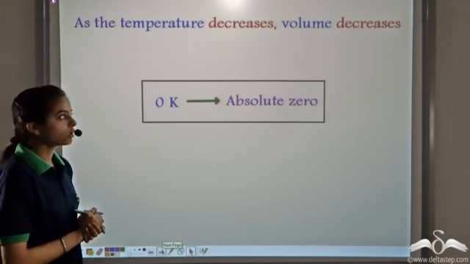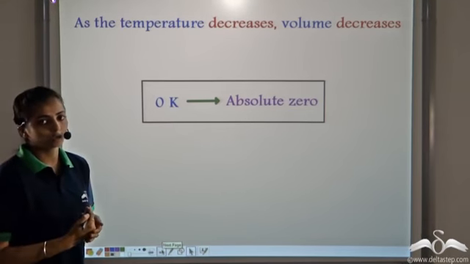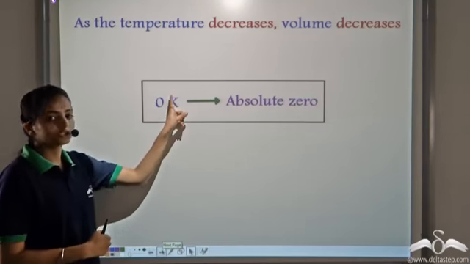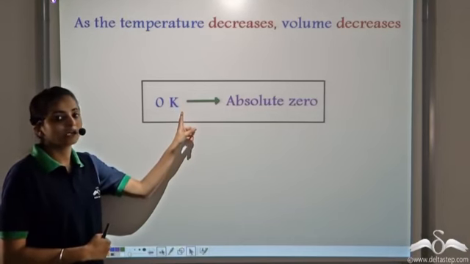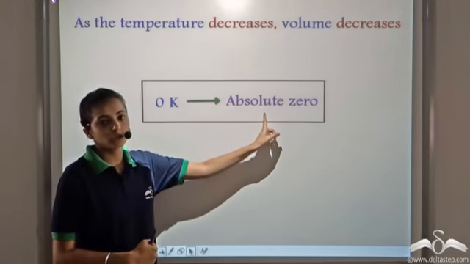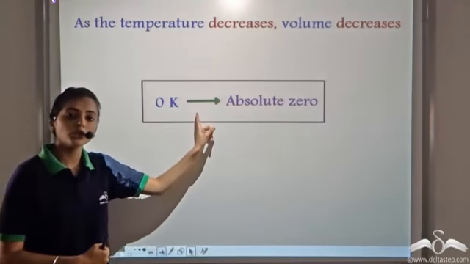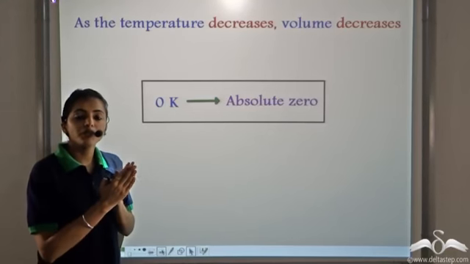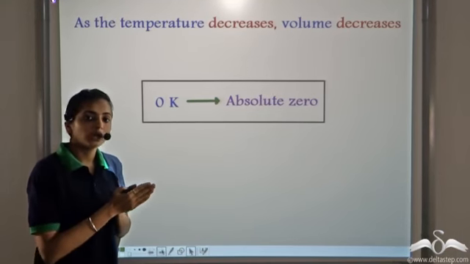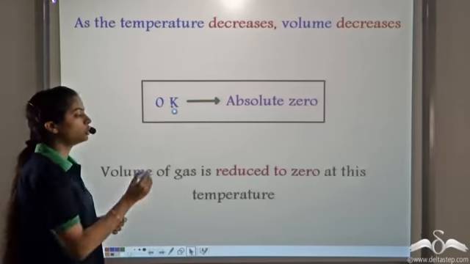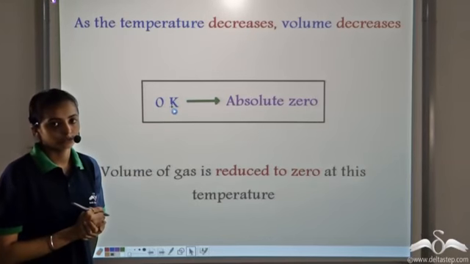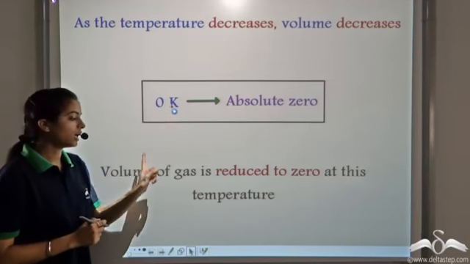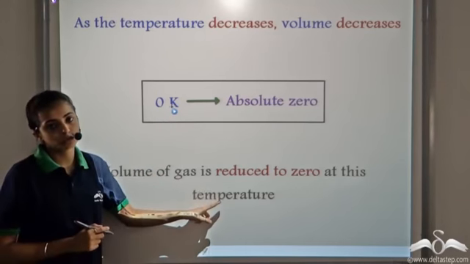So according to Charles' law, as the temperature decreases, volume decreases. How far can this volume decrease? We know a temperature of 0 Kelvin was given by Lord Kelvin, which he called absolute zero. At this temperature, all molecular motions cease. That is, the speed of the particles becomes zero, and the volume of the gas is reduced to zero.